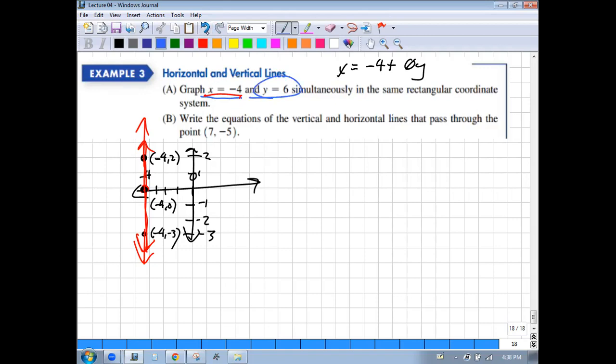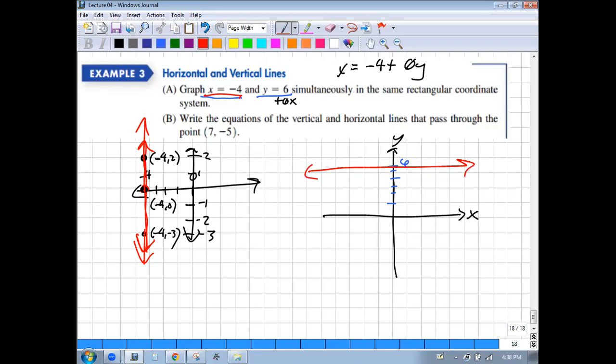Now, what about y equals 6? All right, treat it like there's an x in there, like there's 0x. What they want you to do is they want you to have an x and a y. So the line where y equals 6: 1, 2, 3, 4, 5, 6. Here's y equals 6. That's going to be a horizontal line. Every single point on this line has a y value of 6, right? Gone up 6. So like this is (0, 6). I haven't gone left or right, but I've gone up 6.